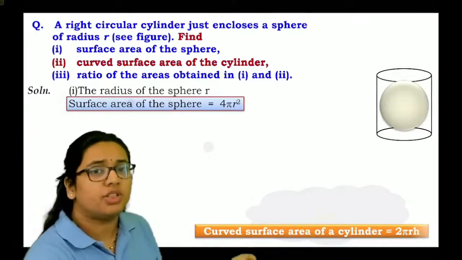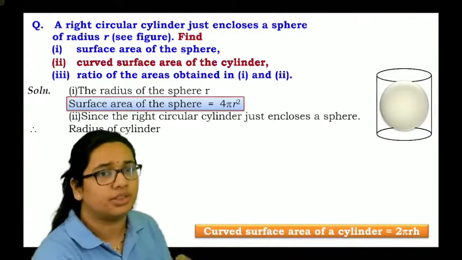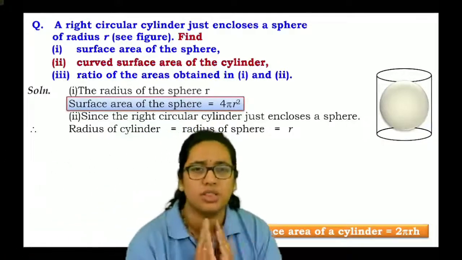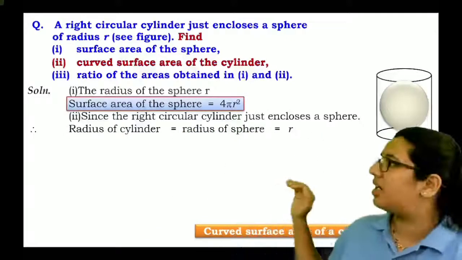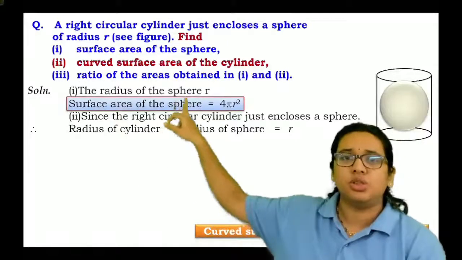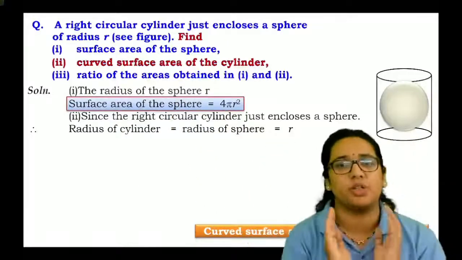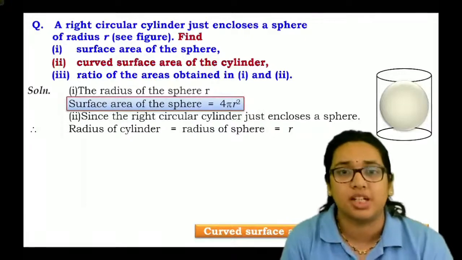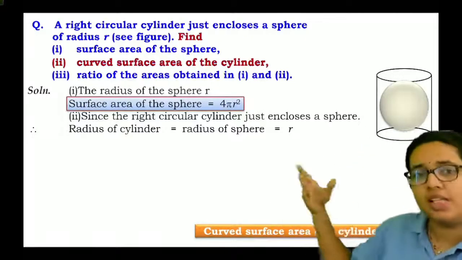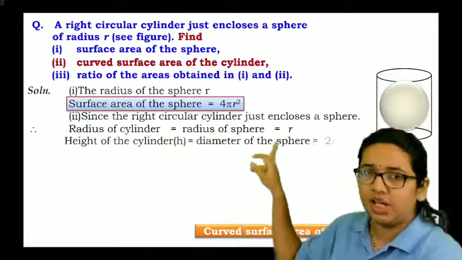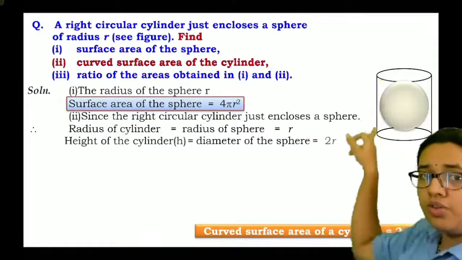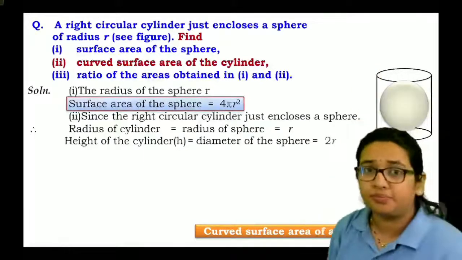Now, curved surface area of the cylinder के लिए आप यूज क्या कर सकते हो, देखो. Since the right circular cylinder just encloses a sphere, it means that the radius of the sphere will be equal to the radius of the cylinder, जो हम कंसिडर कर रहे थे r. क्यों ऐसा? Because just encloses इस टाइप से आपको दिया गया था, right? So we can consider that the radius of the cylinder is the same as the radius of the sphere, which will be r. So now we have the value of r.